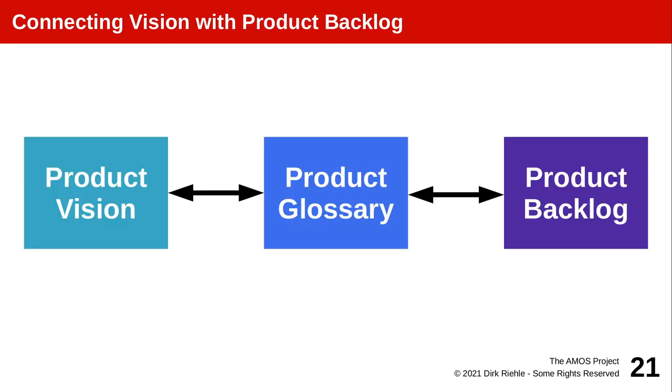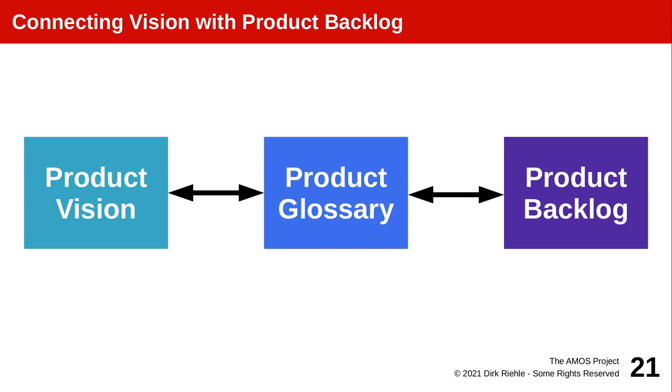And then again, the purpose of the product glossary is to give you those words that you use in the specification of the software to be developed. The product vision is very high level, with not a lot of domain terminology. All the domain terms come in through the glossary and are being put to use in the product backlog.